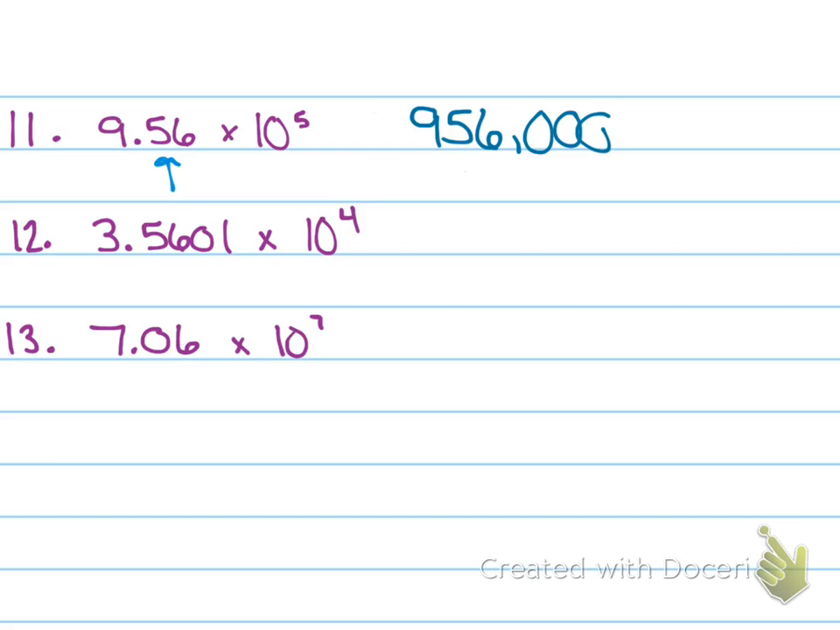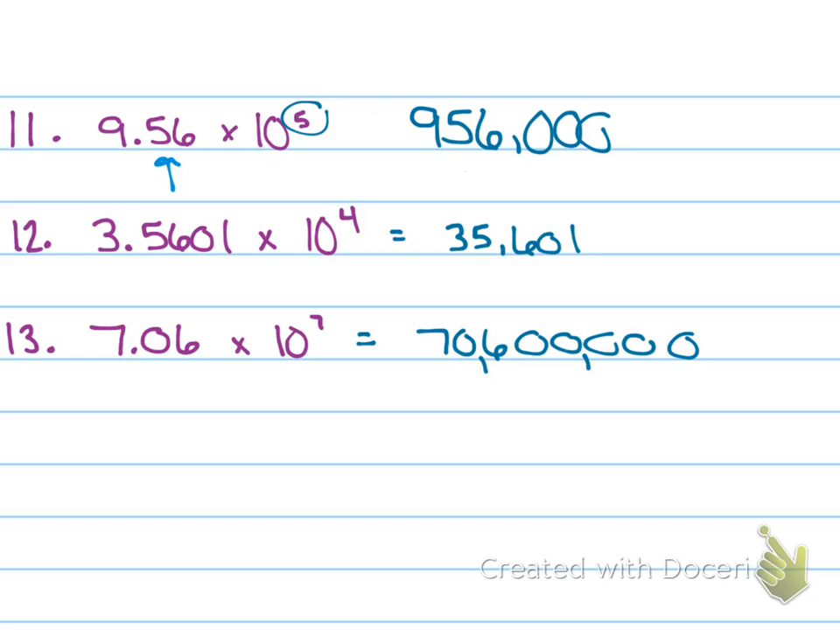Does that make sense? Okay, so now on number 12, do I even need to add any zeros? No. Caleb, what's it going to be? 35,601. Perfect, 35,601. What about number 13? Meldon, how many zeros am I going to add? 5. I'm going to add 5 zeros, so 70 million, I believe. 70,600,000. Who got all 3 of those?